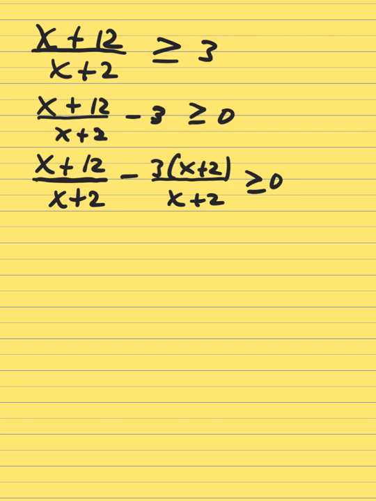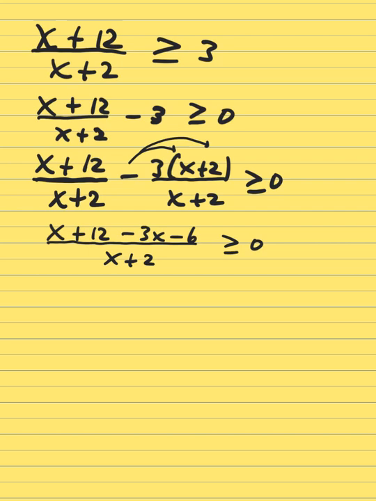Okay, now be sure to distribute the negative 3. X plus 12, distribute, that's negative 3x minus 6, all over x plus 2, still greater than or equal to 0. Combining like terms, negative 2x plus 6 over x plus 2 greater than or equal to 0.